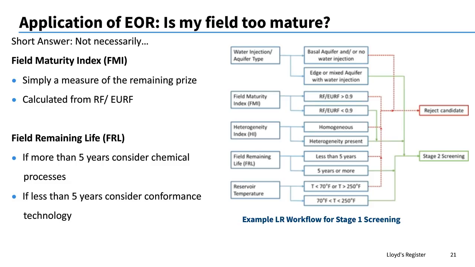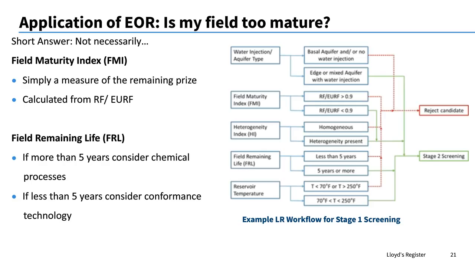At LR, we use two simple measures. Field maturity index, which is simply a function of your recovery factor divided by EURF. Now, for those of you who aren't reservoir engineers, RF is recovery factor, and EURF is simply ultimate recovery factor. If you were to see a publication on oil and gas where it refers to the EURF, it is simply the 2P reserves before any production has really occurred. After that, it's cumulative production plus 2P reserves. 2P reserves change as a function of time and will reduce as you produce more oil from the field.